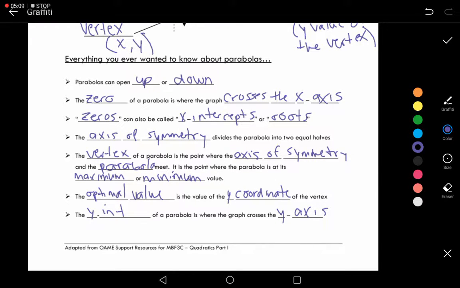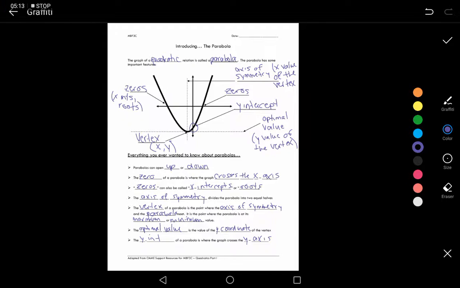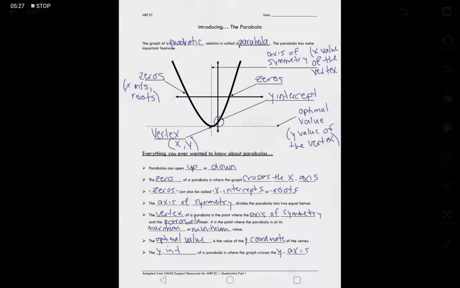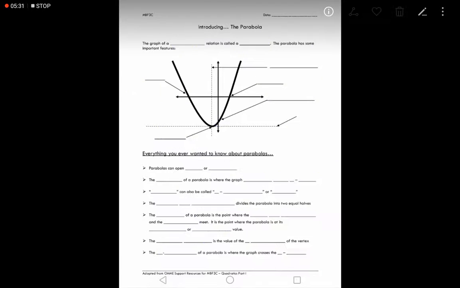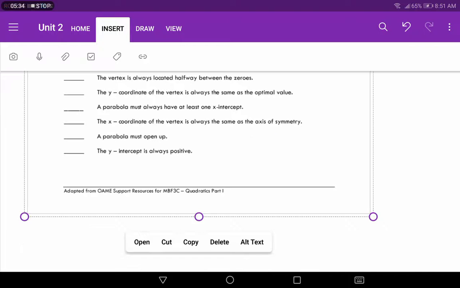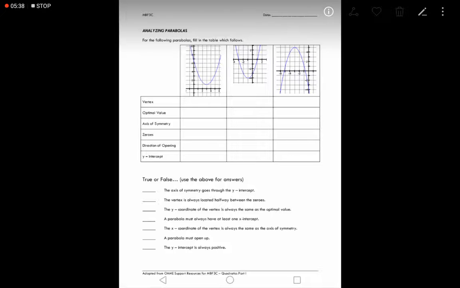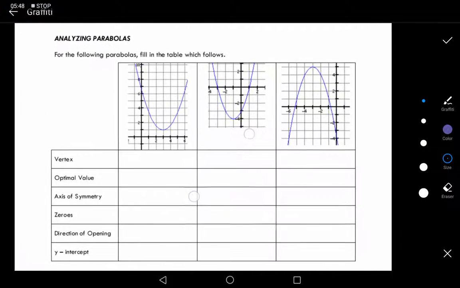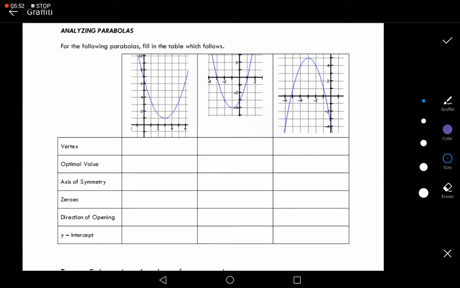So for this part of the note, all we did is label our parabola, and then expand a bit on what each of those things actually means in the bottom half there. This is a quick note, and we're already halfway done. We have one more page. Analyzing parabolas: for the following parabolas, fill in the table based on those images of the parabolas.